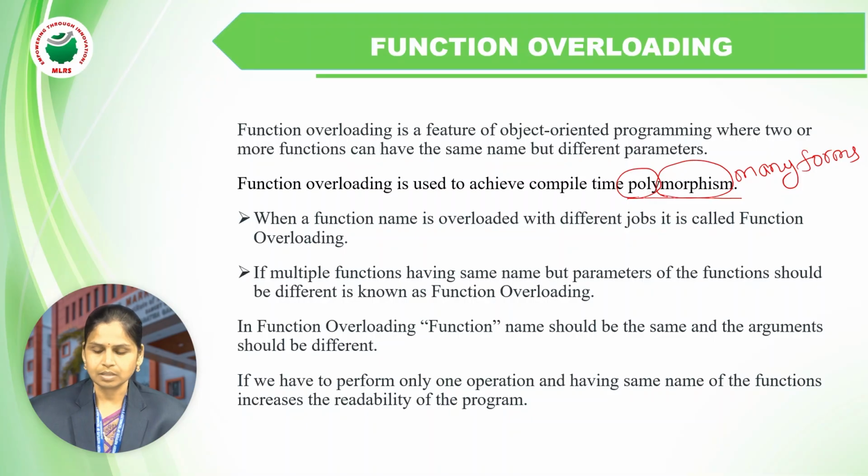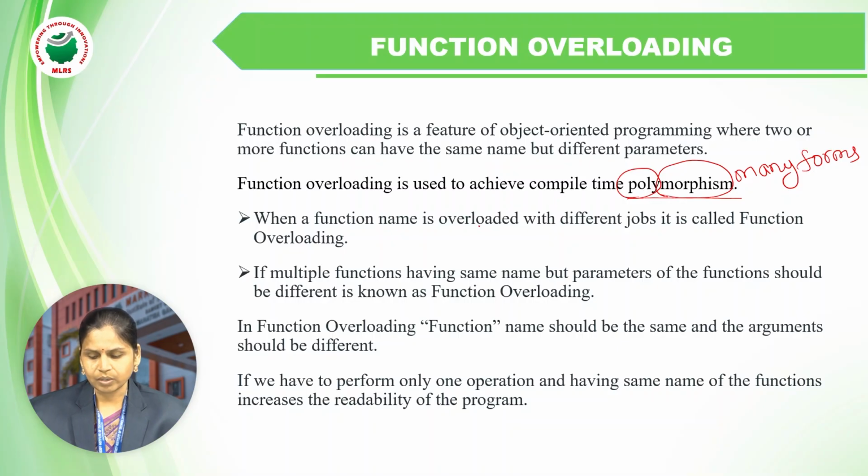Polymorphism is of two types. One is compile time polymorphism and the second one is runtime polymorphism. We can achieve compile time polymorphism by using function overloading and operator overloading. Runtime polymorphism can be implemented by using virtual functions. Now let us see what is function overloading.